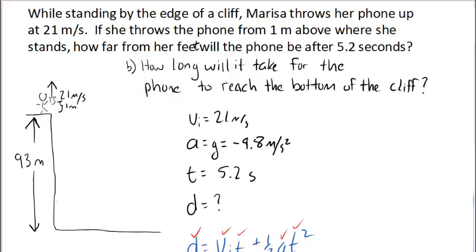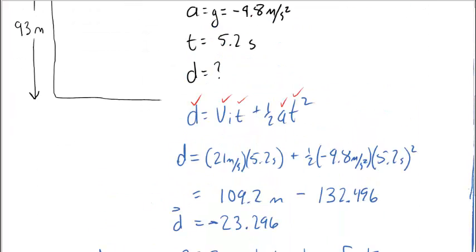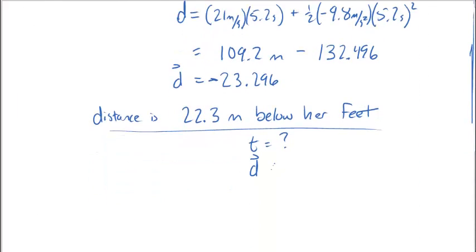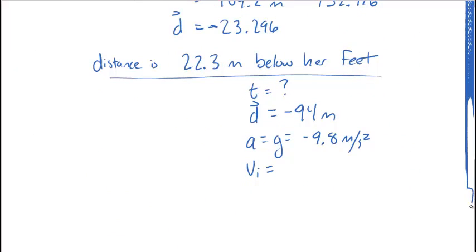So the displacement, when you throw something up and it comes down all the way to the bottom of the cliff, will actually be from the hand to the bottom of the cliff, or 93 plus 1 meters, 94 meters. So my displacement, I will say, is negative 94 meters because it's downward. I know my acceleration, which is gravity, and that is negative 9.8 meters per second squared. I know my initial velocity, which is 21 meters per second.